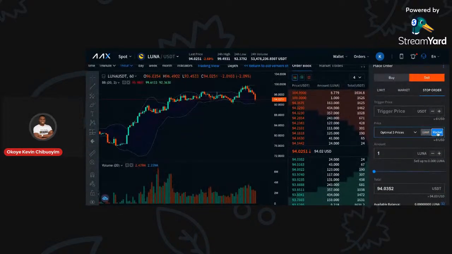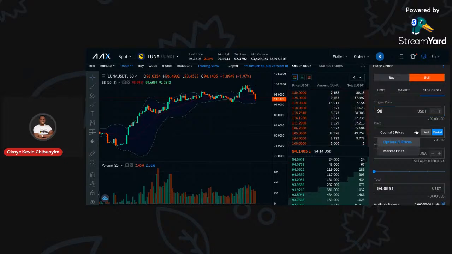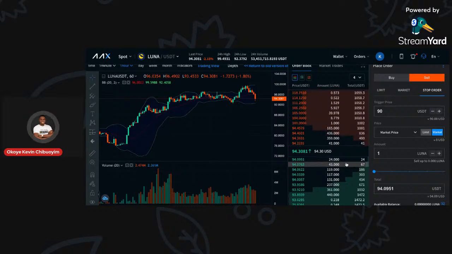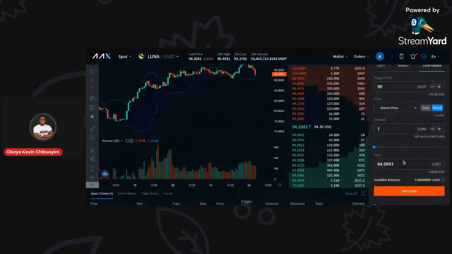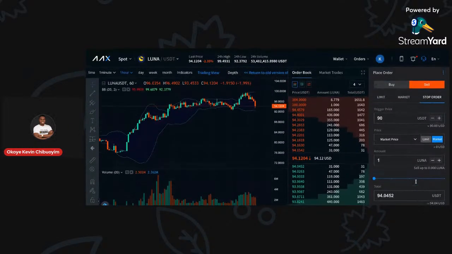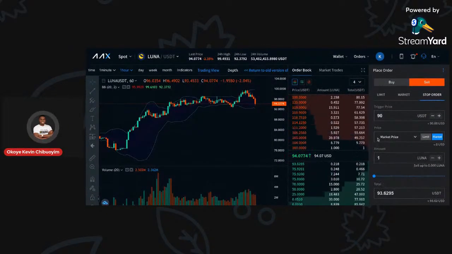Then the other one is stop market. Put your trigger price. My trigger price is what? 90. If it falls from 93 that I bought to 90, sell for me. How? Either optimal 5 prices or market price. I choose market price. How many? 1 Luna. Total, this. And once it triggers at 90, it's going to sell for me at the actual market price. Do you understand? So this is basically everything there is to trading.